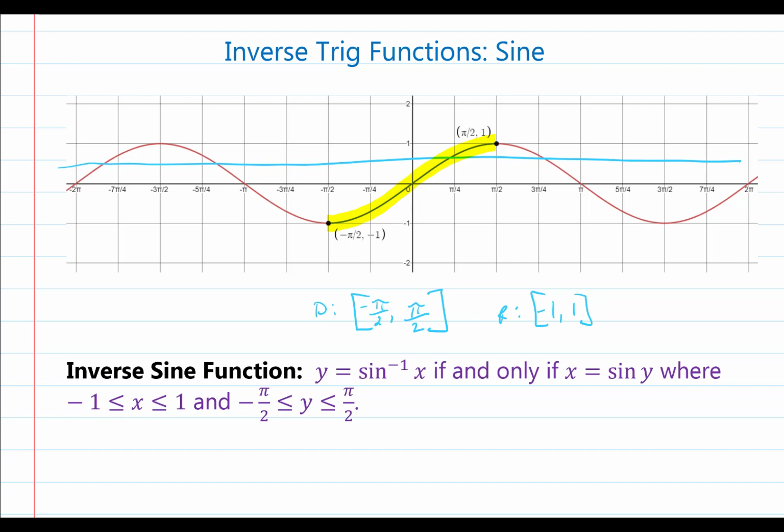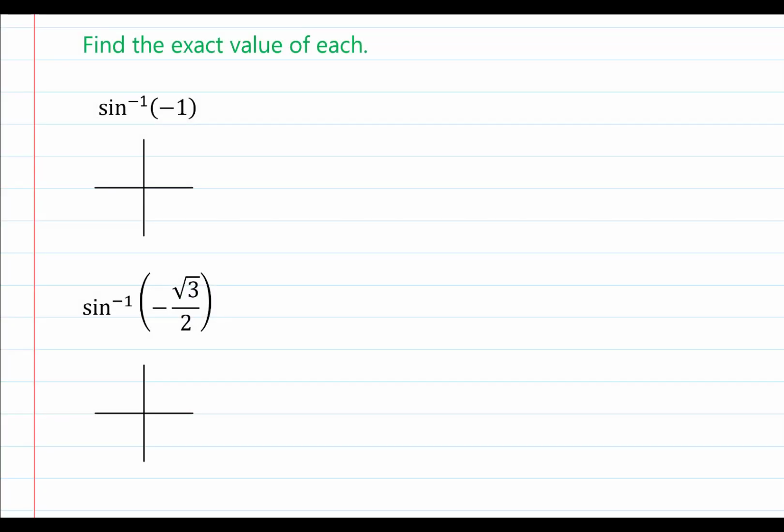As a result, the definition of the inverse sine function is that y is equal to the inverse sine of x if and only if x is equal to the sine of y, where negative 1 is less than or equal to x, which is less than or equal to 1, meaning x needs to be between negative 1 and 1 inclusive, and y needs to be between negative pi over 2 and positive pi over 2 inclusive. We will now use that information in order to find the exact value of each of these inverse sine functions.